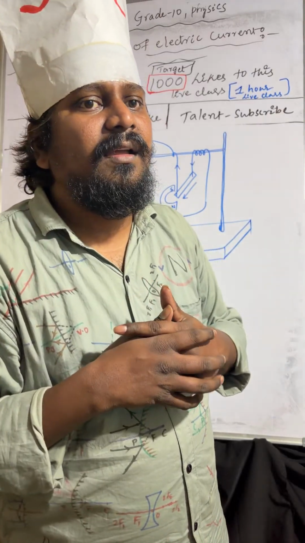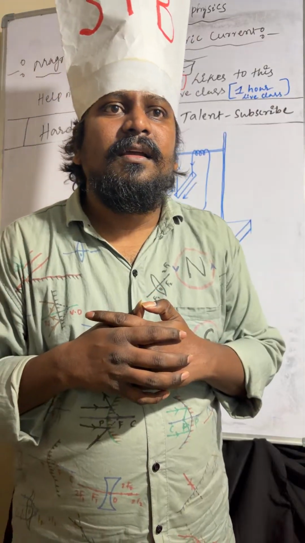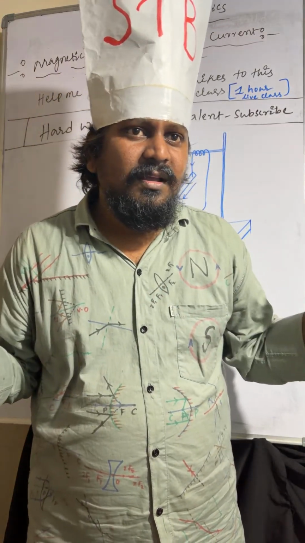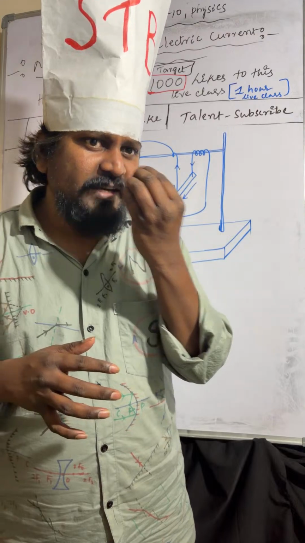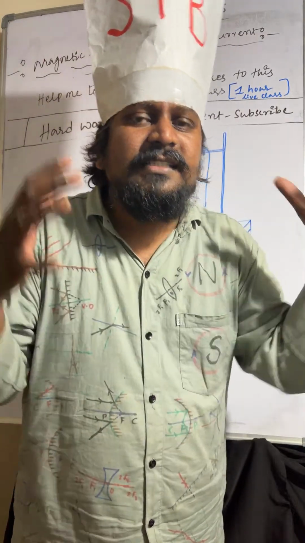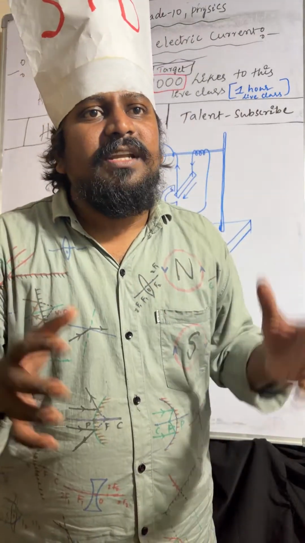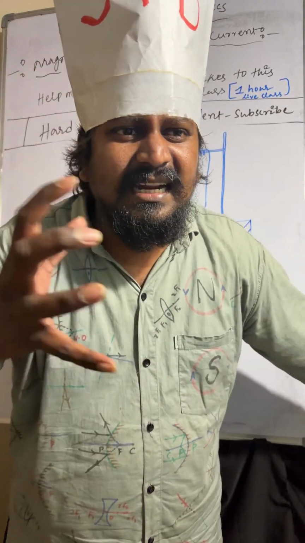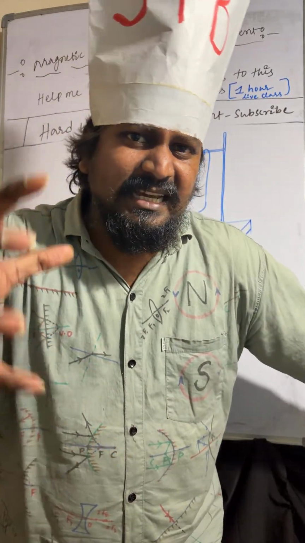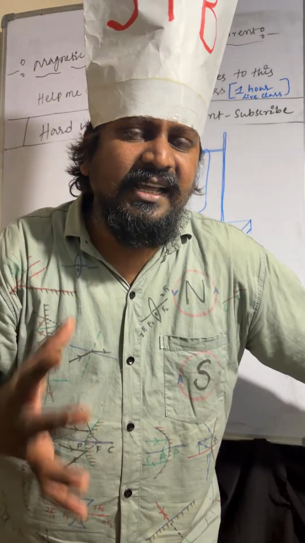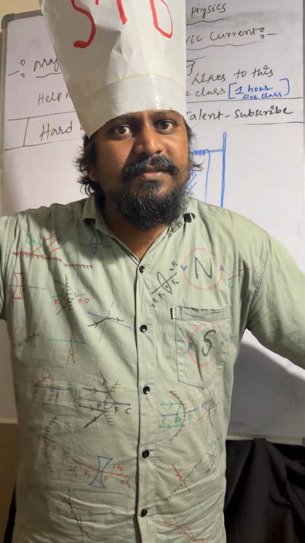Right? Understood or not? I hope it is very clear. So this is about a current carrying conductor placed in the external magnetic field experiencing a force.